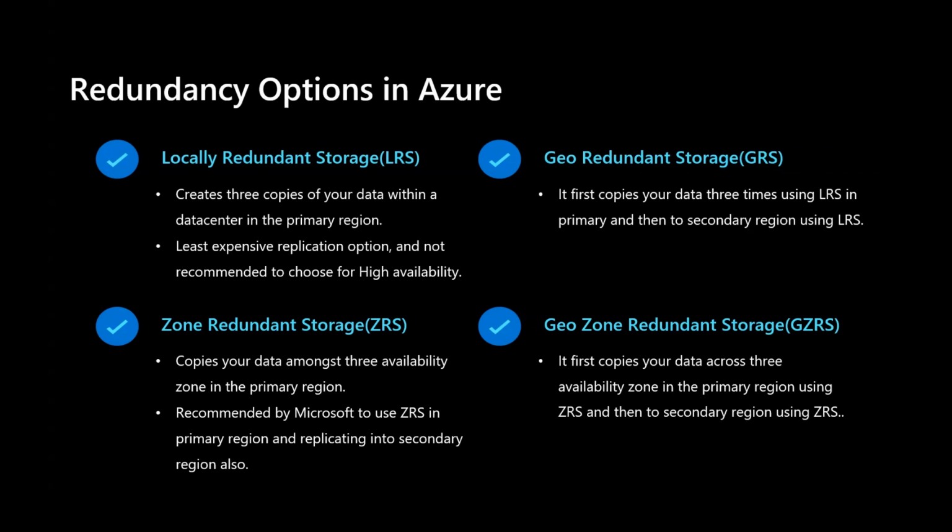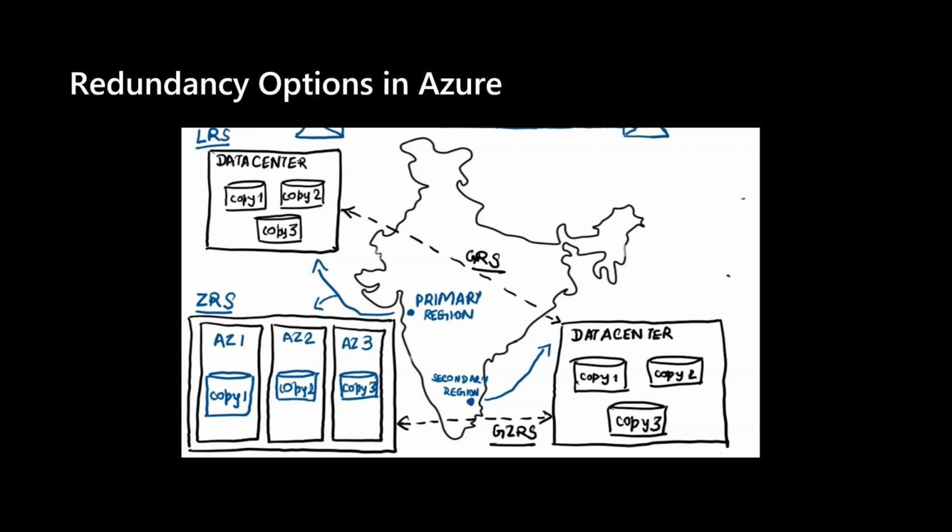So here's a pictorial representation. I got it from the internet, which will help you understand it better. These two are the primary regions, and this is the secondary region. For LRS, in the primary region, it copies your data three times within a single data center. In the same way, for ZRS, it copies your data within three availability zones in a region.